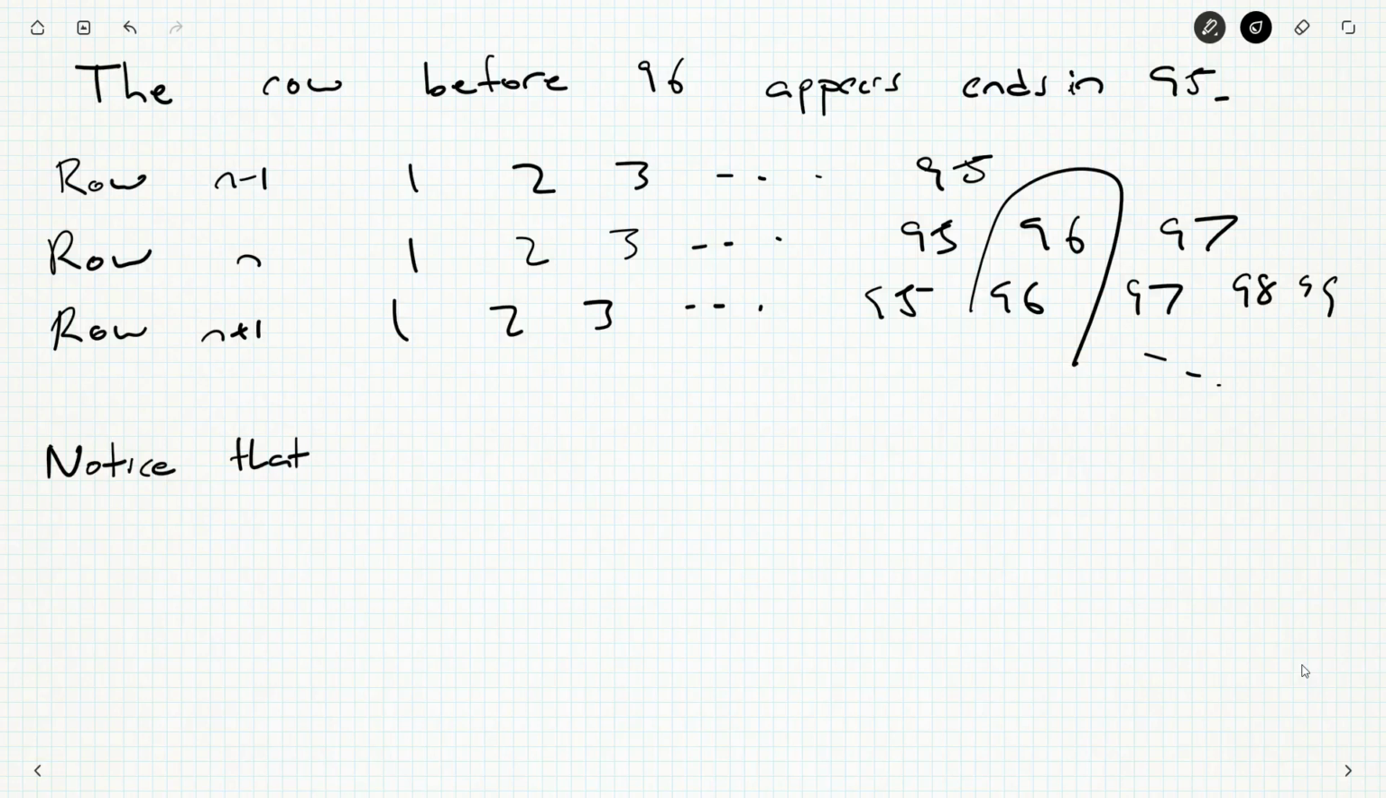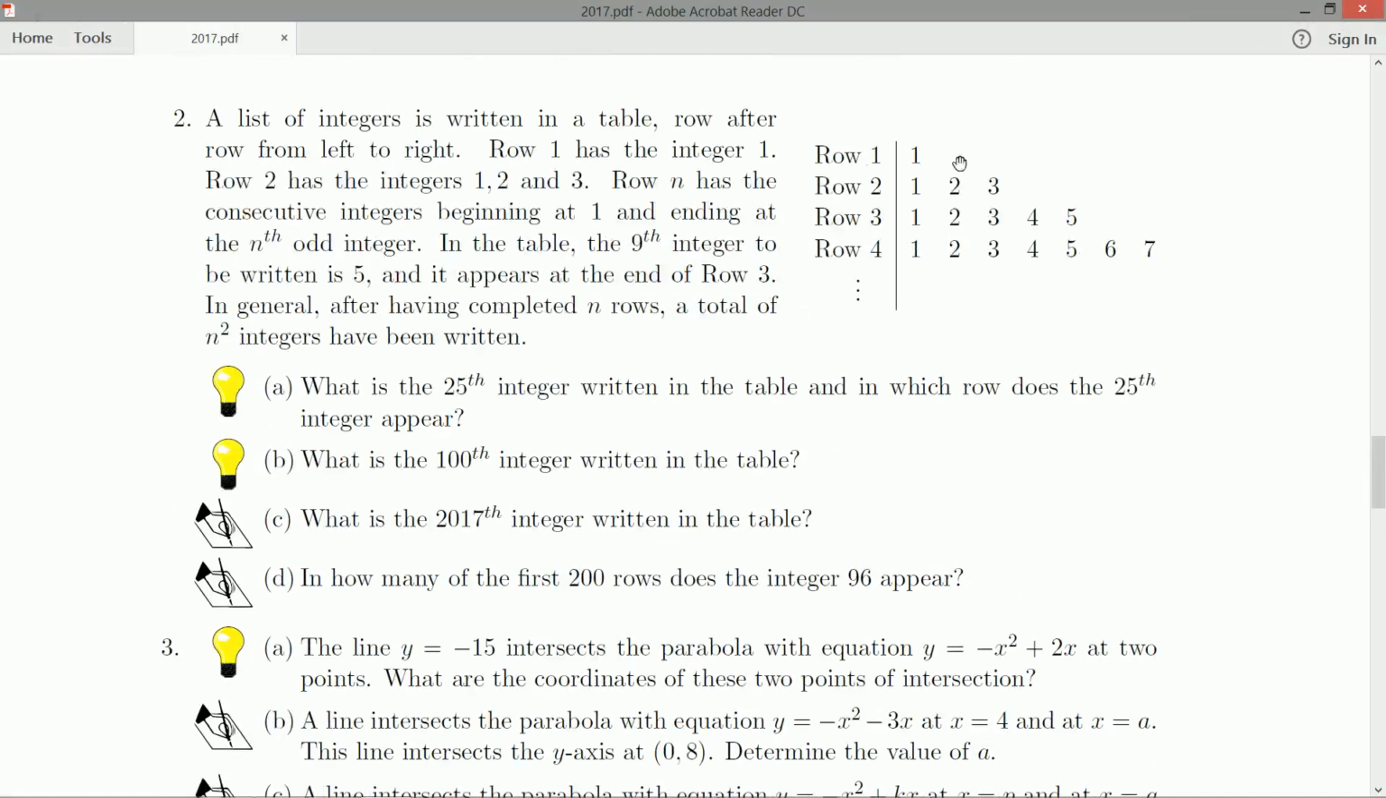So 95, so notice that row n, actually we'll use a different letter. Row m ends in 2m minus 1. I would say this is clear from the chart, but you could probably show this a little better if you wanted to. It is 2m minus 1, right? Row 1, 2 times 1 minus 1 is 1. Row 2, 2 times 2 minus 1 is 3. Yeah, okay.